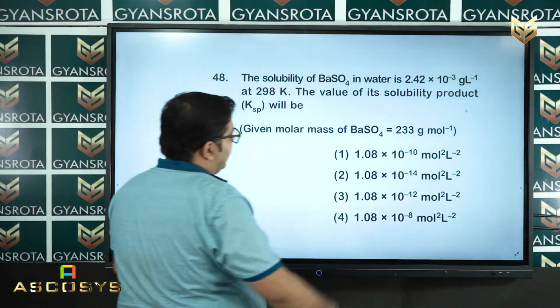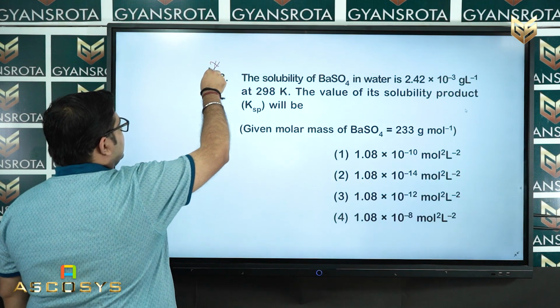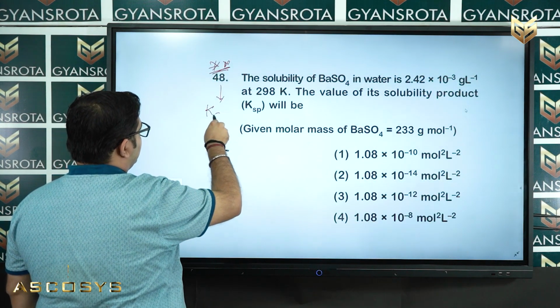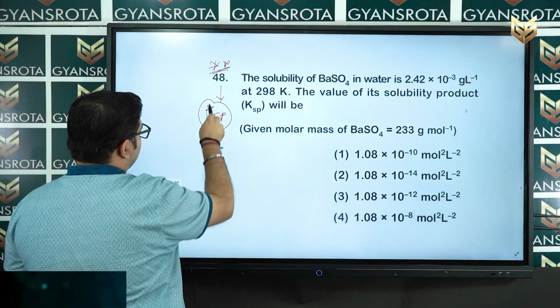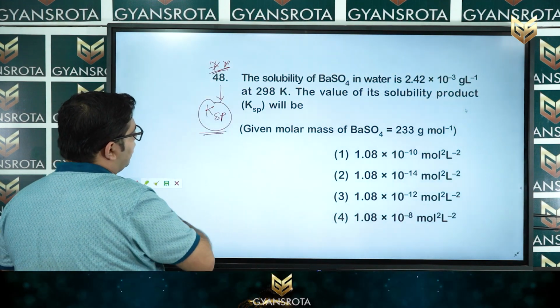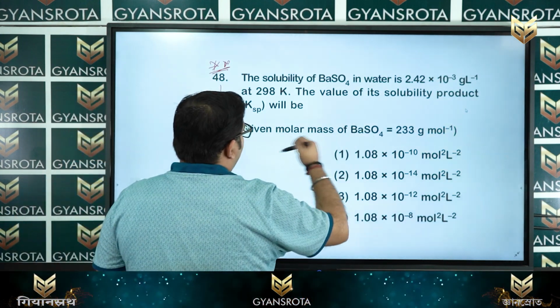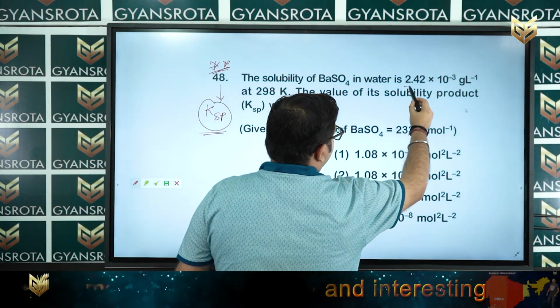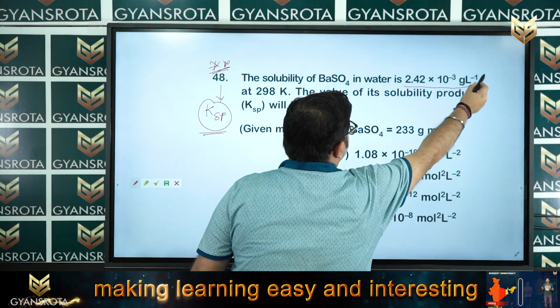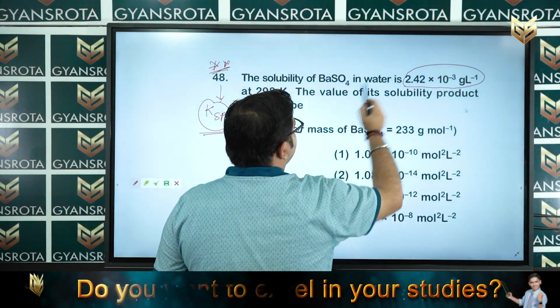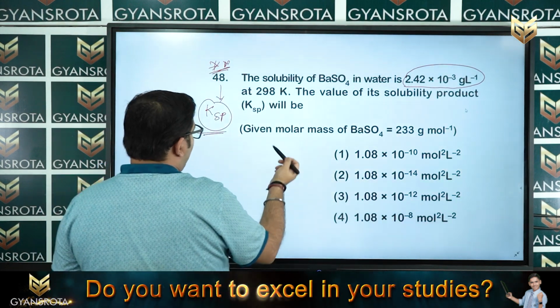Students, again these questions are very important, and this question comes from KSP, which we have already solved with a similar kind of problem in the 2019 question paper. Here it is given as 2.42 into 10 to the power minus 3 gram per liter. First of all, we have to convert this into mole. So, how do we convert?